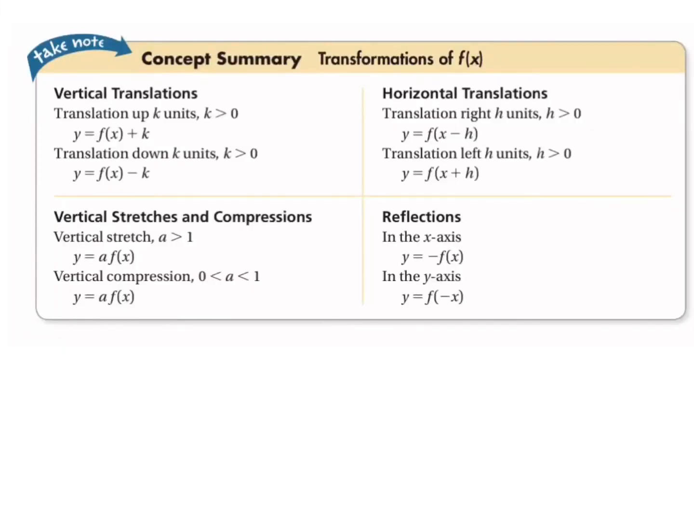So here's a good concept summary of transformations for functions. You've got a reiteration of your vertical translations being the addition of the constant k to f of x. Your horizontal translations, you've got the addition or subtraction of your constant h to the x within the function f of x. Your vertical stretches and compressions, where you have your a value being greater than 1 is a stretch, your a value being a fraction less than 1 but greater than 0 being a compression.